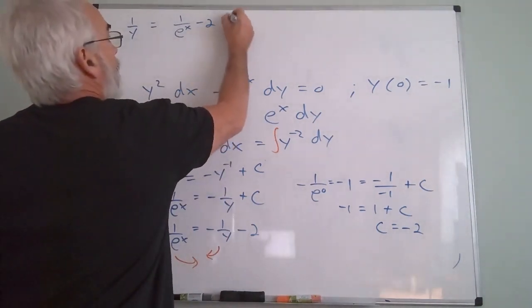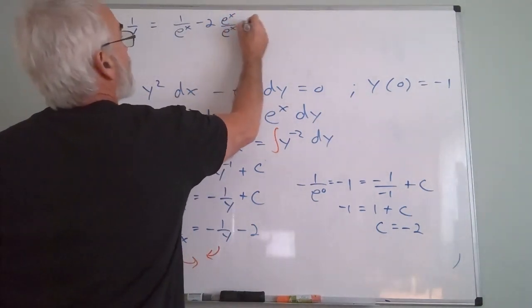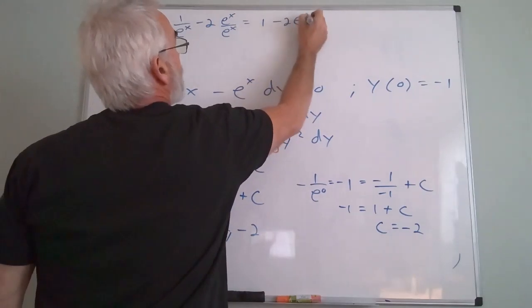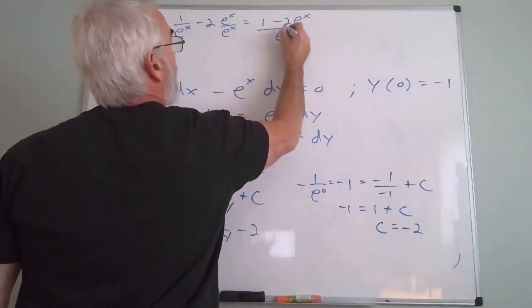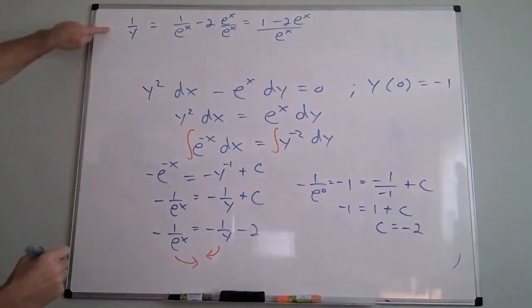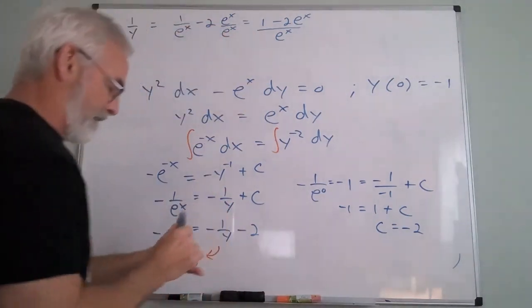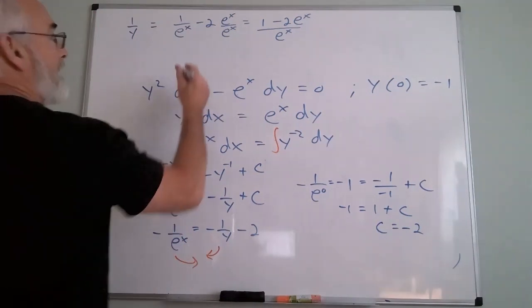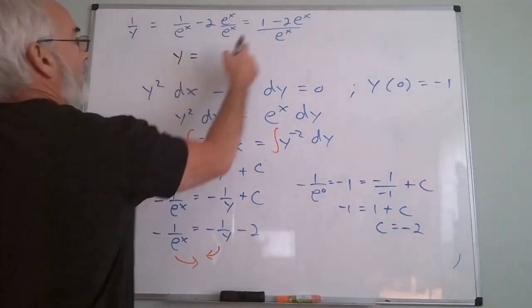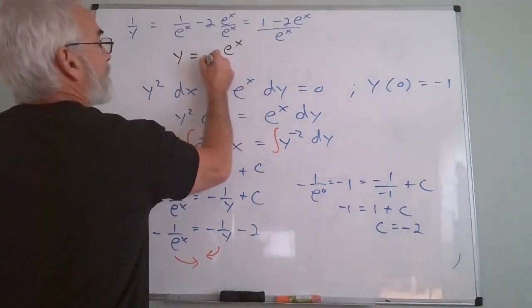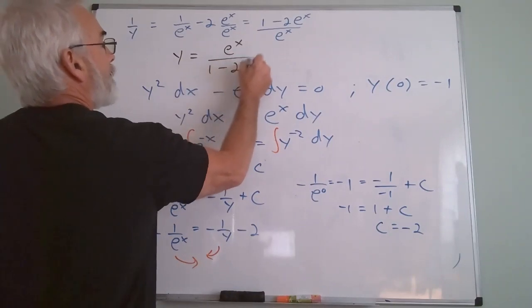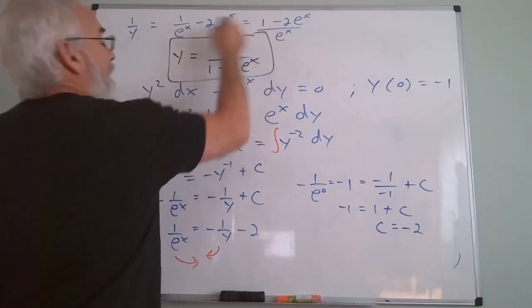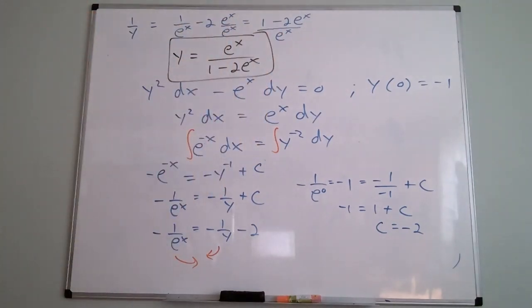So if I do this, this would be 1 minus 2 e to the x over e to the x. I have 1 over y equals this quantity. So the final answer, my bestest, mostest answer I can give would be y equals e to the x over 1 minus 2 e to the 2x. That's probably the cleanest form, not the only form, but the cleanest form of an answer in this case.